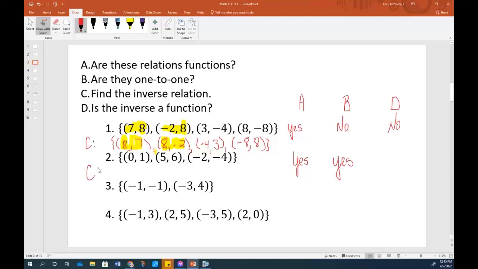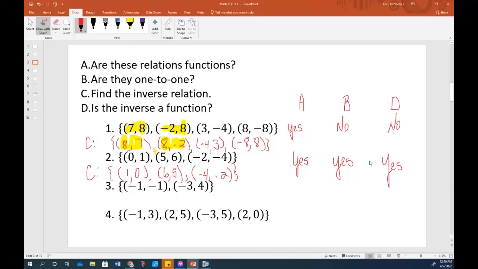For part C, find the inverse. We need to reverse the x and y's. Just trade them out. Is the inverse a function? Yes.